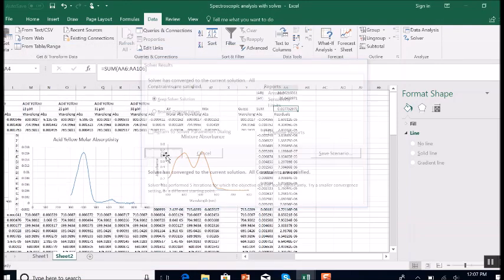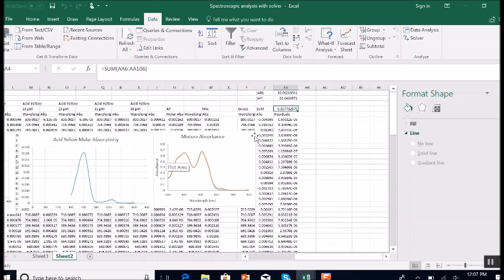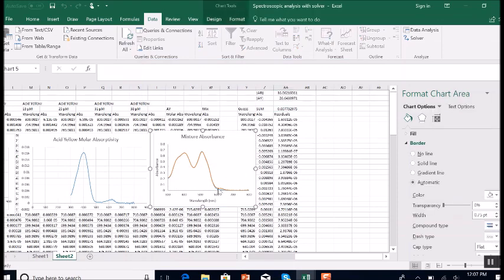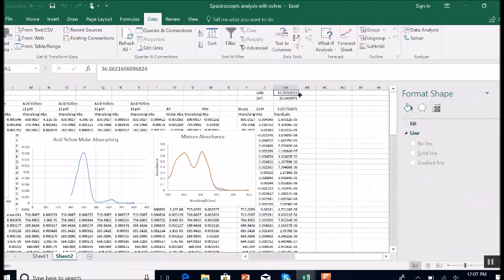And let's keep the Solver solution just to see what it came up with. And it came up with, look, the blue and the orange curve are completely overlaid. And it came up with a guess for concentrations of 36 micromolar for acid red and 26 micromolar for acid yellow. So using the whole spectrum, it was able to get a concentration for both acid red and acid yellow. So using Solver, we got a little bit better numbers. And that's maybe a more tedious way to do it, but a more accurate way as well.